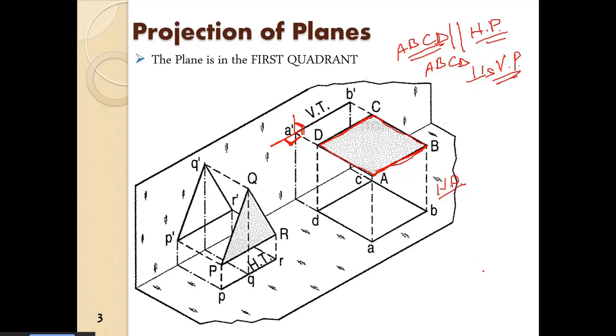So when we see from the front, what we will see is the trace. All right. So here D will be hidden behind A. All right. So A will be projected here. So A dash. And C will be hidden behind B. So B will be projected here. So B dash. All right. So this is the vertical trace.